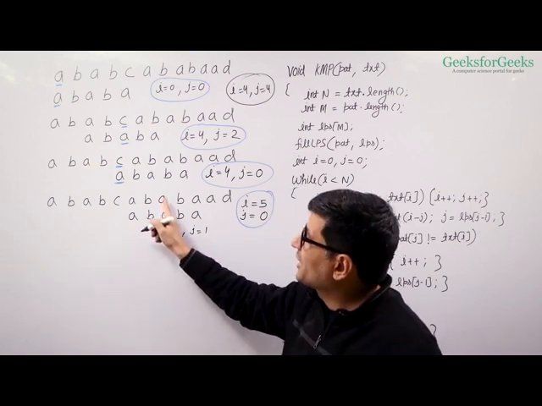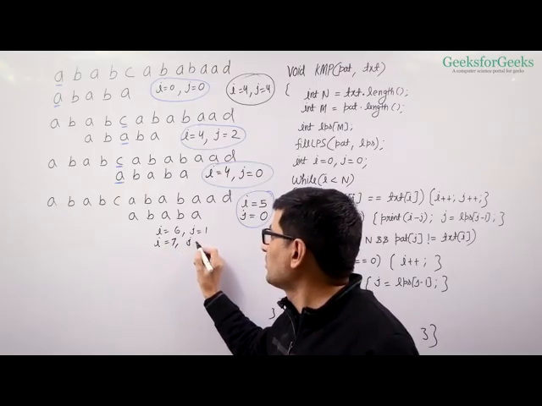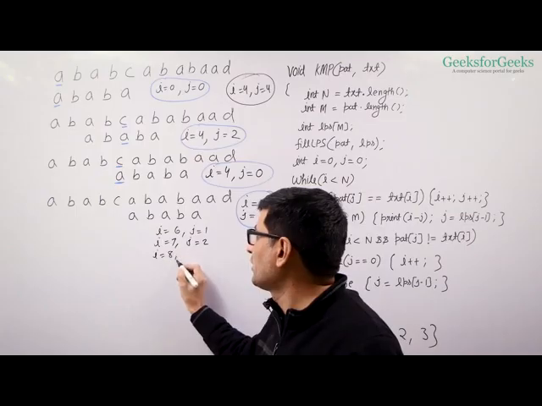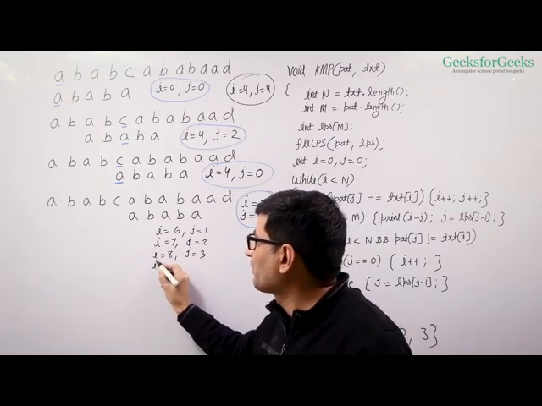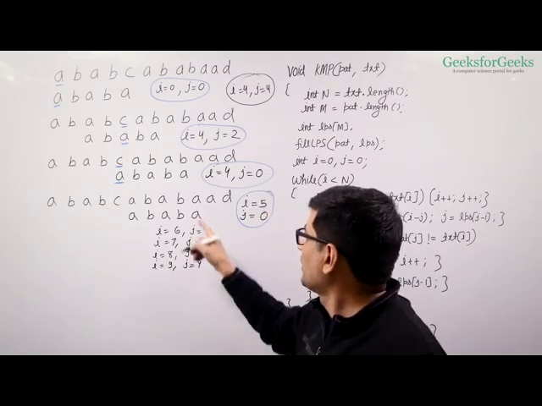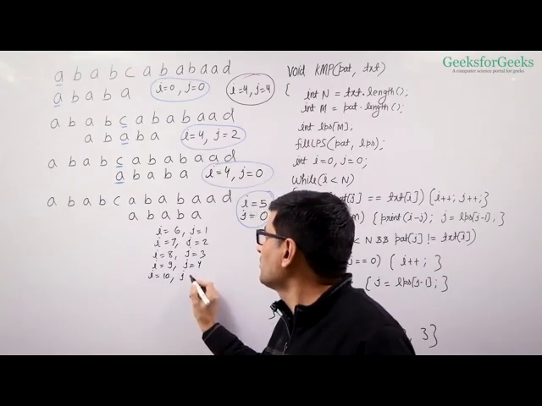Now i and j again match. So we are going to make i equal to 7 and j equal to 2. They again match. So we are going to make i equal to 8 and j equal to 3. They again match. So we are going to have i equal to 9 and j equal to 4. And they also match. So we are going to have i equal to 10 and j equal to 5.